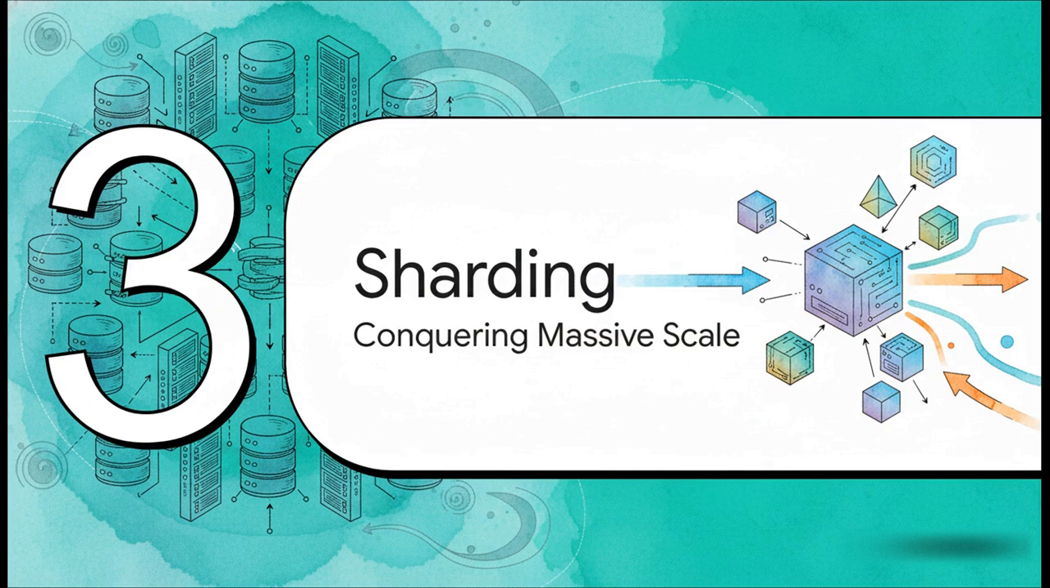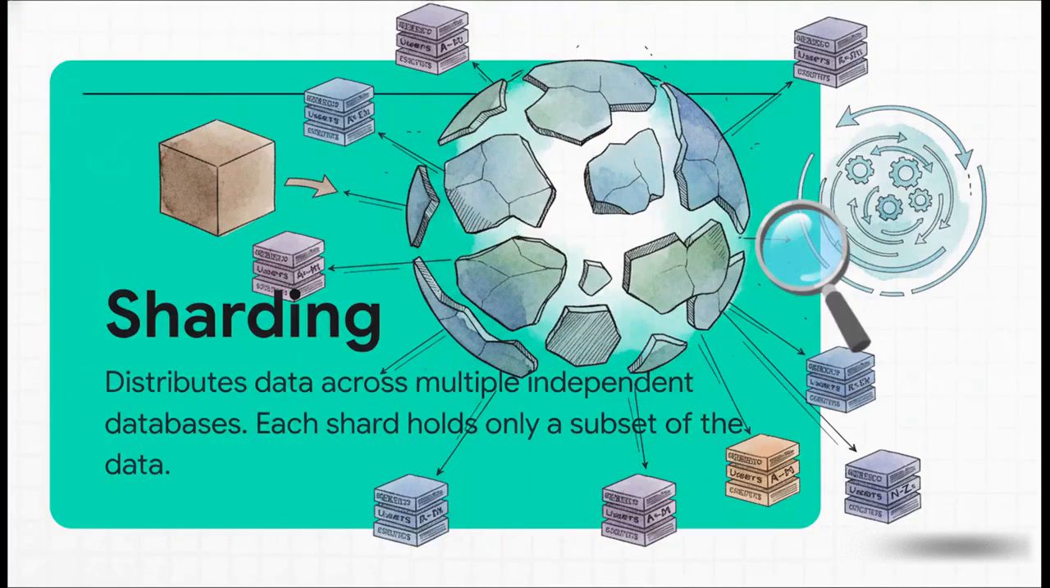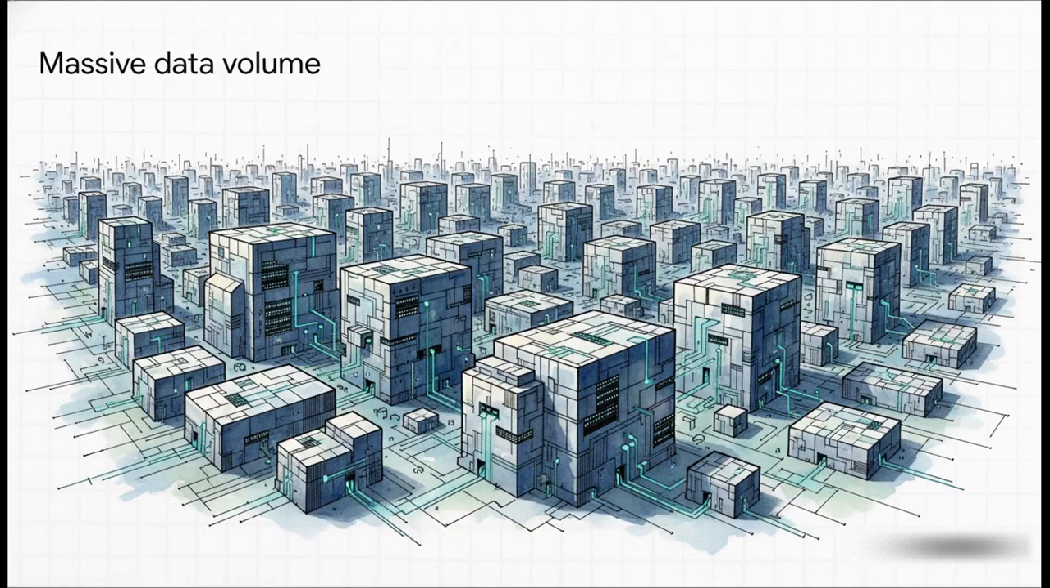Well, for that ultimate scaling challenge, we've got sharding. Now, this is a total paradigm shift. Unlike replication, which duplicates your entire data set, sharding physically splits your data into smaller chunks, or shards, and puts each chunk on a completely separate database server. So one server might have users A through M, and another one has users N through Z. You really only reach for sharding when you've exhausted all your other options.